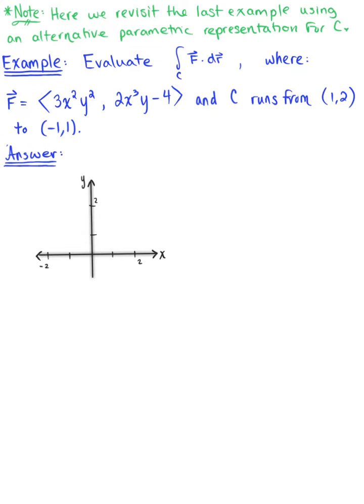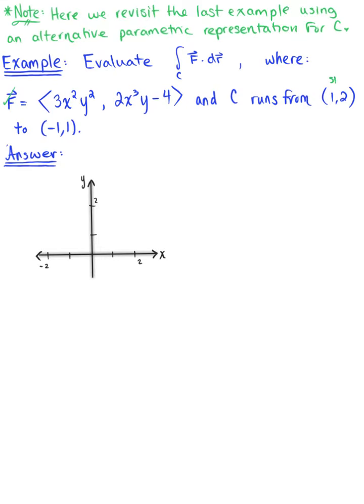So here we are going to revisit the previous example and look at evaluating this vector-valued function over the oriented curve C using an alternative parametric representation. So again, we are given the vector field, capital vector F, defined by the components 3x squared y squared, 2x cubed y minus 4. And C is the oriented curve running from the point 1, 2.